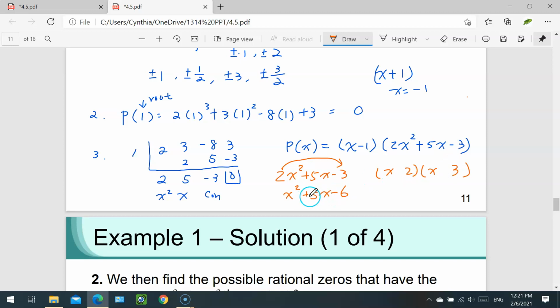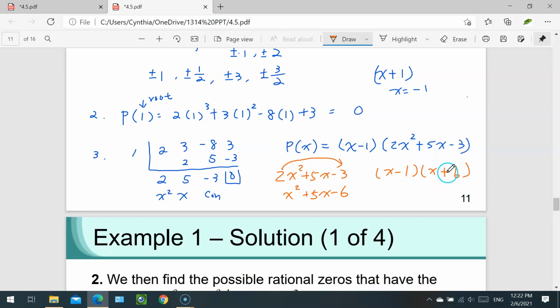However, the middle term is a positive 5. So the only way I can get a positive 5 is plus 2 plus 3, right? But when you multiply 2 and 3, both terms carry the positive sign. There's no way you'll get a negative 6. So 2 and 3 is not the right option. So we have to try 1 and 6, right? 1 and 6 is another way you can find. You can get a sum of 5 and a product of negative 6. So since the middle term is positive 5, that means the bigger number is a plus, the smaller number is a negative.